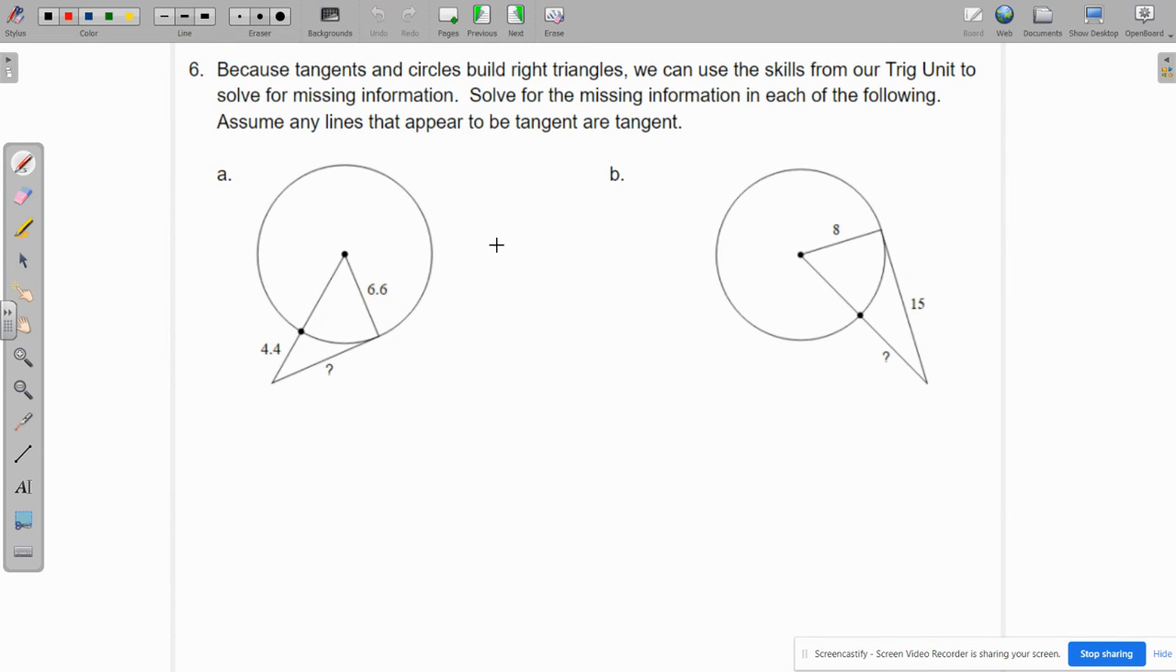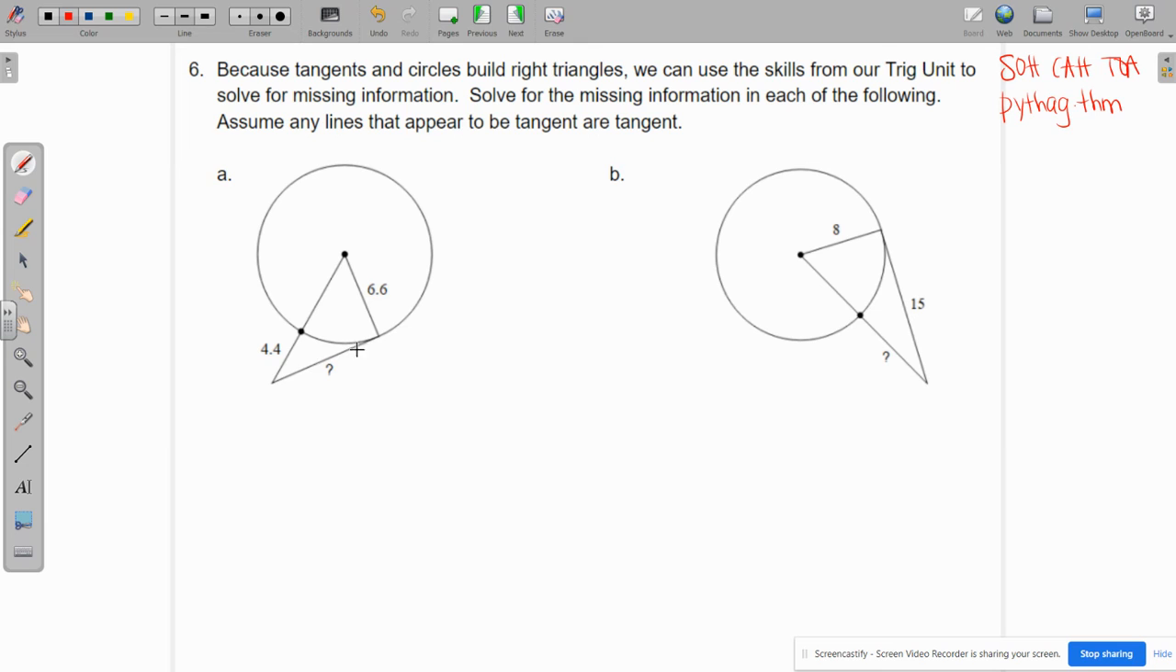Because tangents and circles build right triangles, we can use all of the skills from our trig unit to solve for missing information, which means that we might be using SOHCAHTOA, or we could be using the Pythagorean theorem, anything that deals with right triangles. So it says, solve for the missing information in each of the following. Assume any lines that appear to be tangent are tangent.